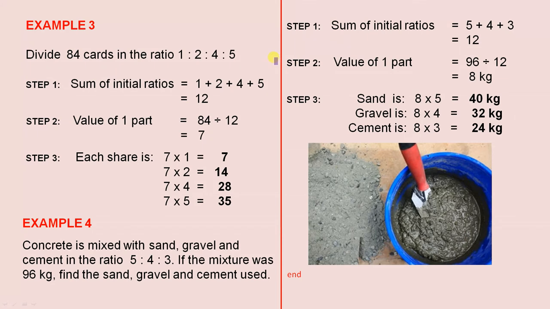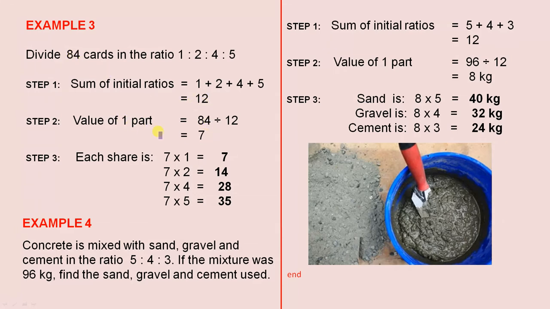Example 3. Divide 84 cards in the ratio 1:2:4:5. Same principles apply. These number of cards are divided 4 ways. The sum of the initial ratios, you add the 4 ratios to get 12. The value of one part will be 84 divided by 12, because there are 84 cards. Divide by 12, that gives you 7.